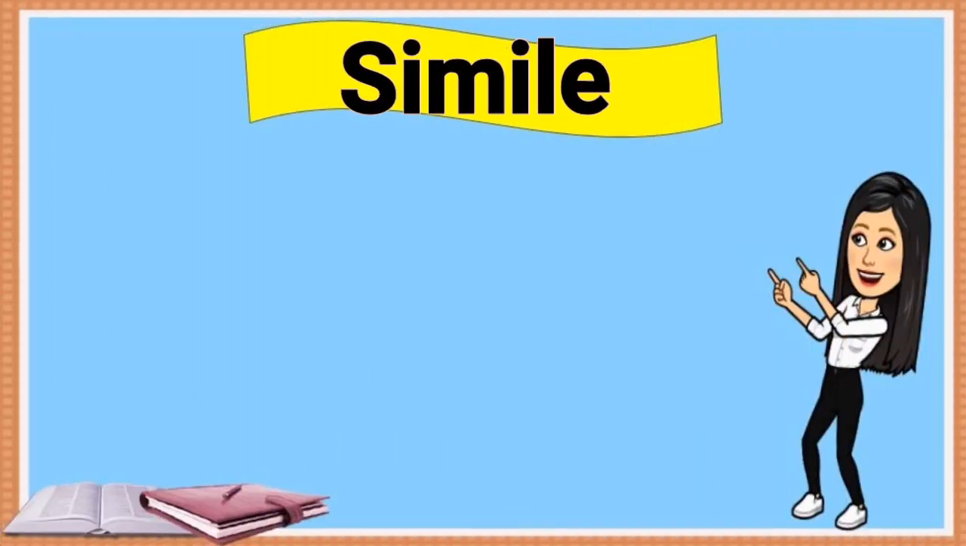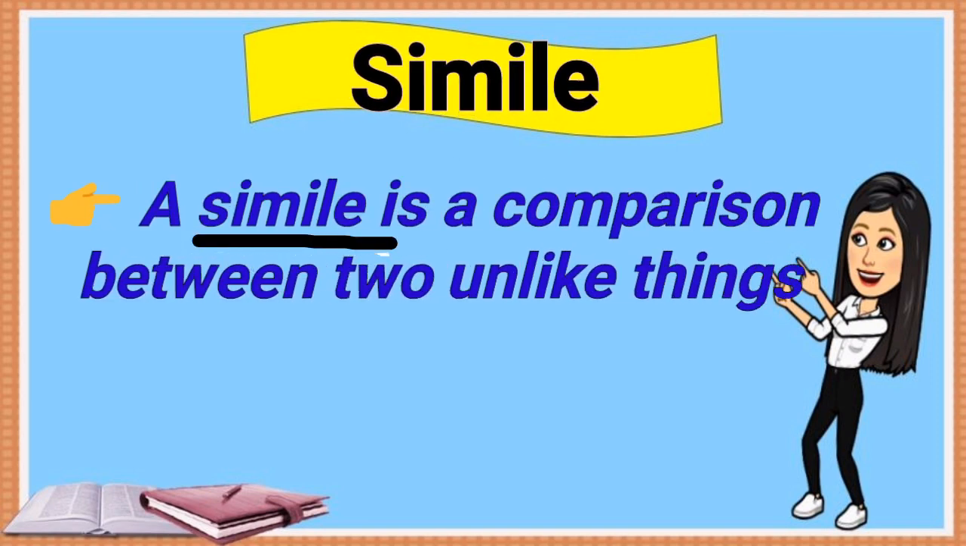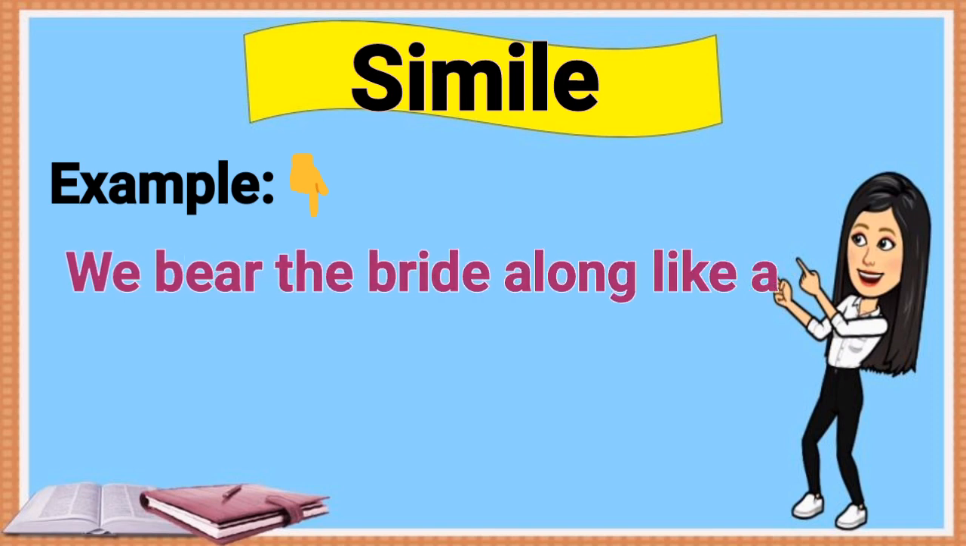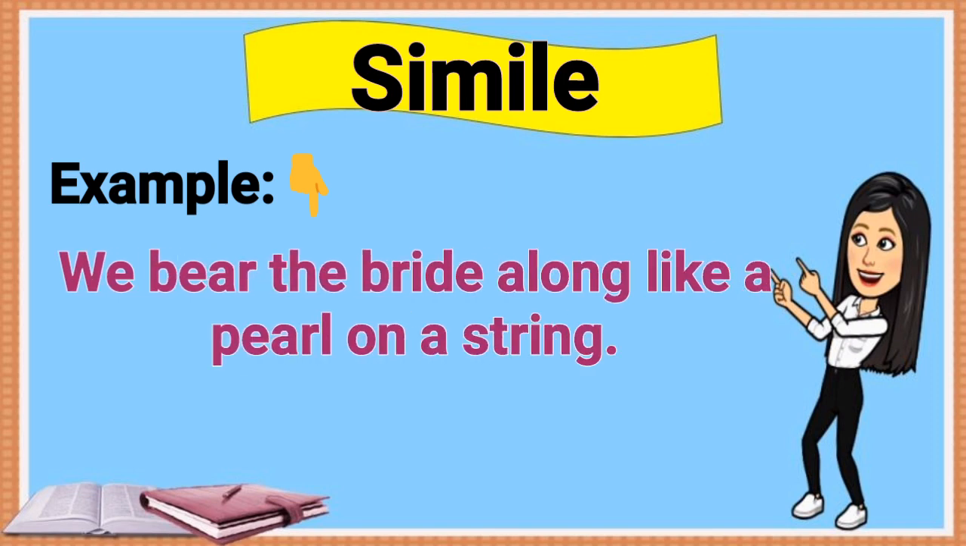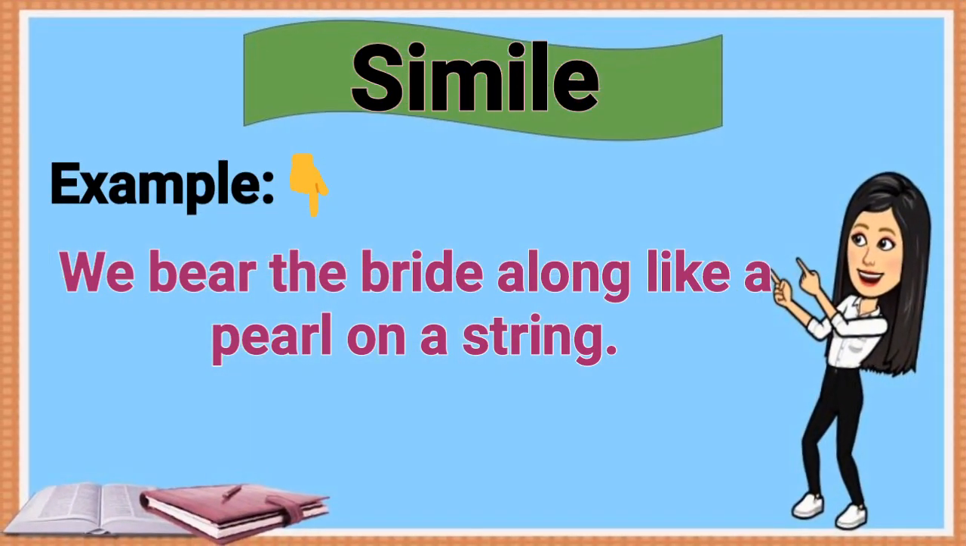First, we have simile. A simile is a comparison between two unlike things using like or as. Let's see some examples. We bear the bride along like a pearl on a string. In this example, the bride and the pearl are unlike things. When you compare the softness of carrying the bride to the softly carried pearl, you are using a simile.